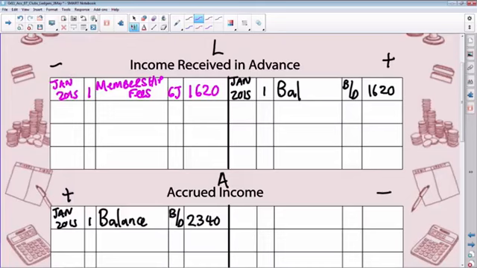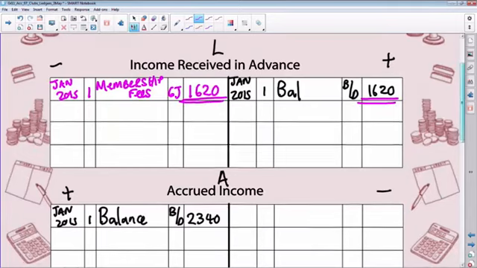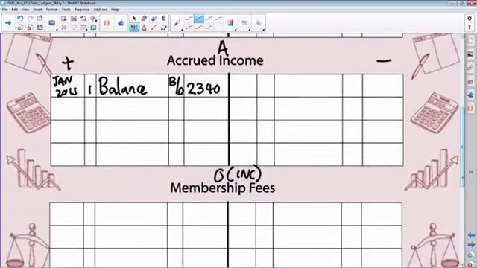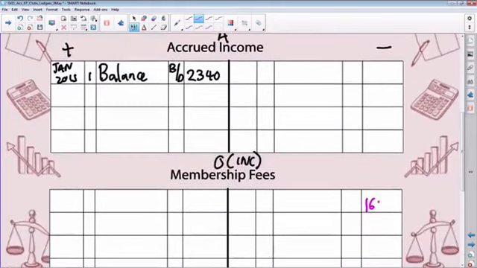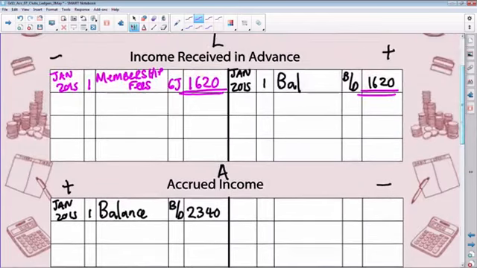So I've debited income received in advance. At this stage, the 2 lines simply indicate that I can't really balance this account, and I've actually closed off the account. So let's now go to membership fees, which must be credited with that amount of 1,620. Once again, we would have passed a general journal entry, and this is coming from income received in advance, or some textbooks call this account deferred income, taking place on the 1st of Jan 2015. Right, so sorted income received in advance. I've reversed the entry, so this is now sorted.